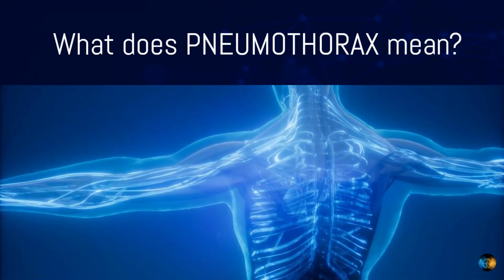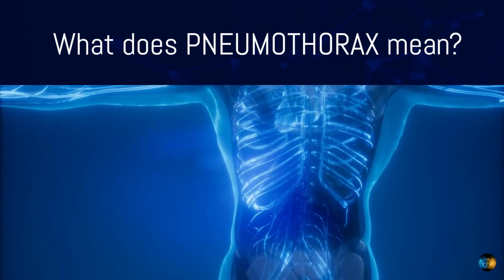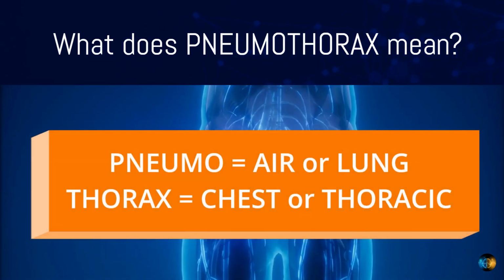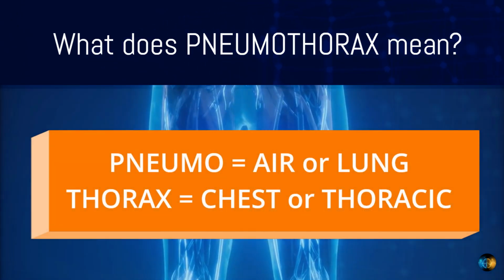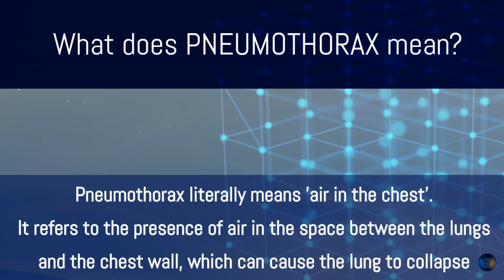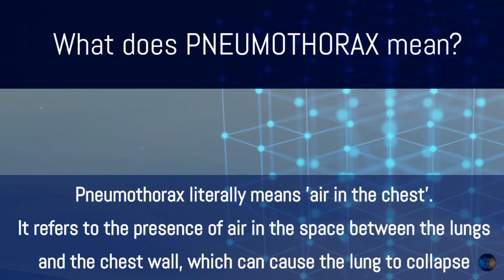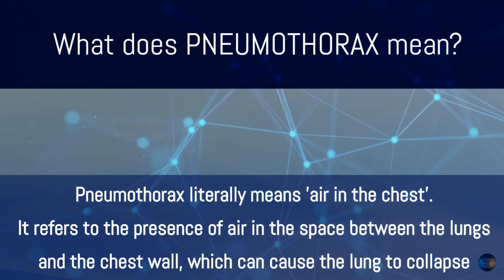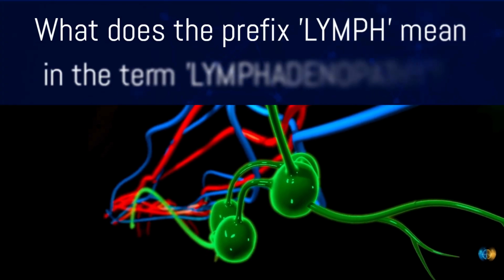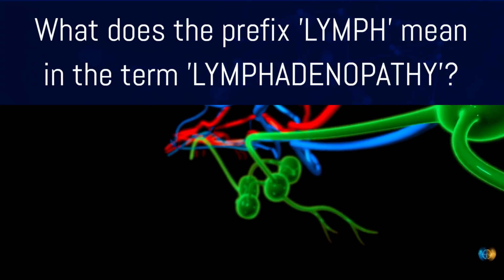What does pneumothorax mean? Pneumo means air or lung, and thorax means chest or thoracic. Pneumothorax literally means air in the chest. It refers to the presence of air in the space between the lungs and the chest wall, which can cause the lung to collapse.